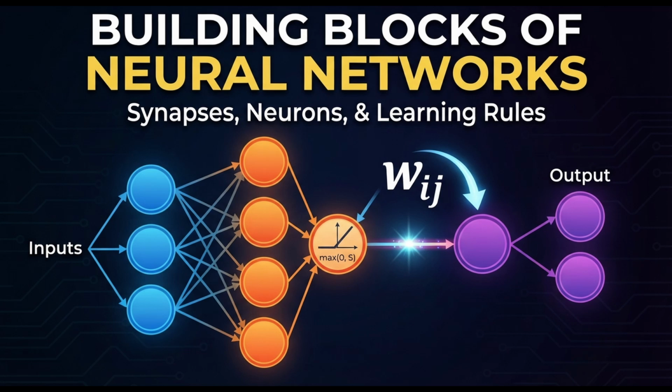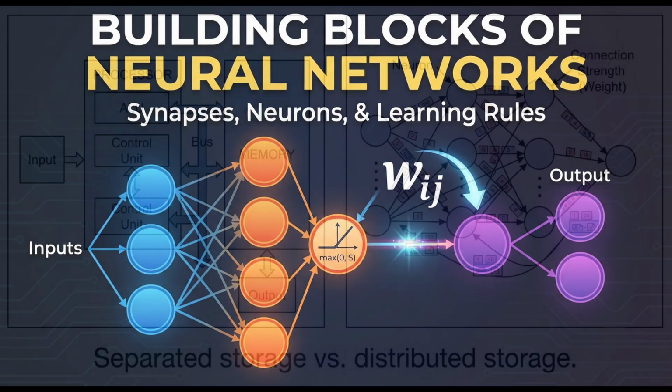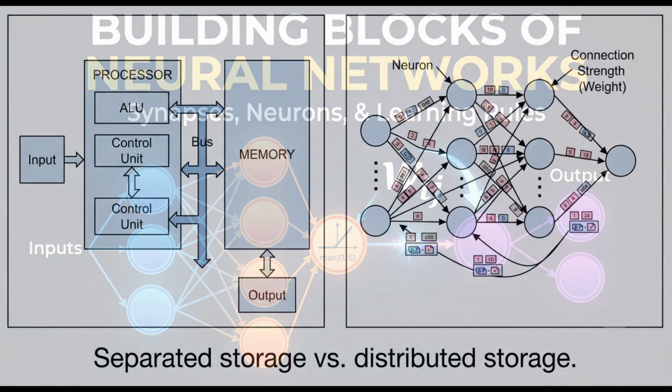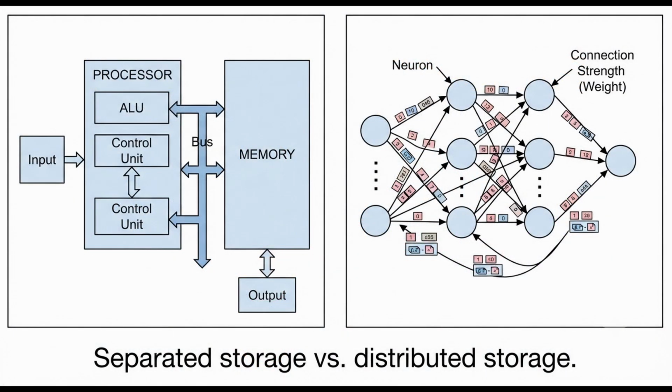The building blocks of neural networks: synapses, neurons, and learning rules. Introduction. Why neurons as computing units?